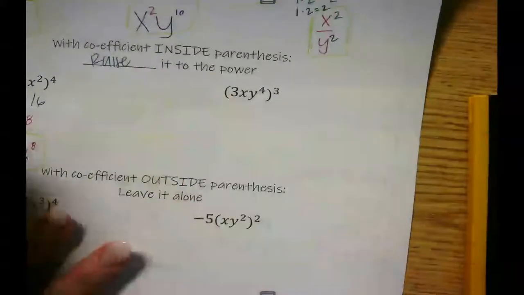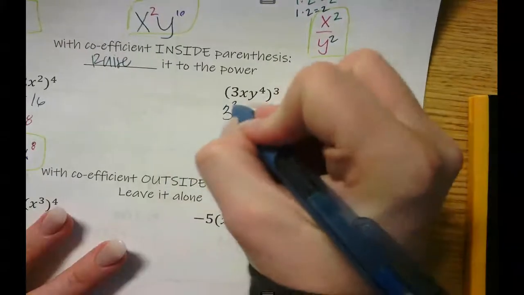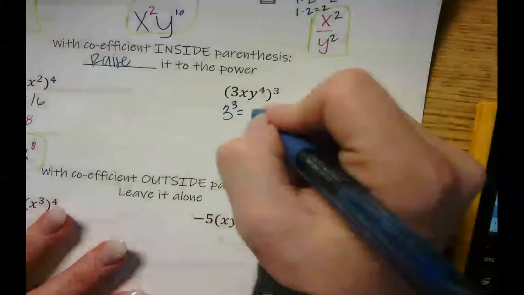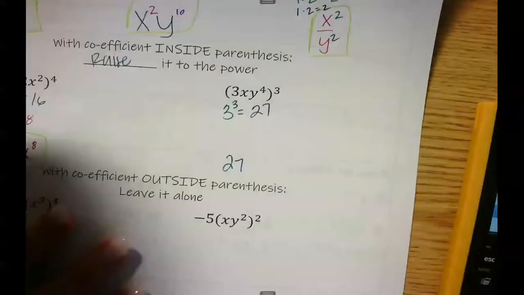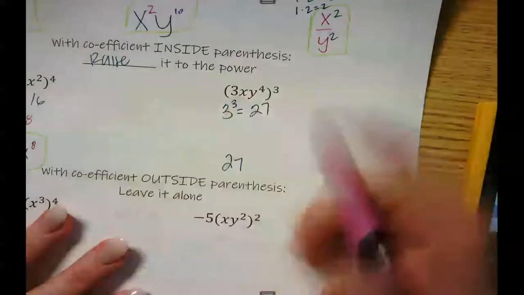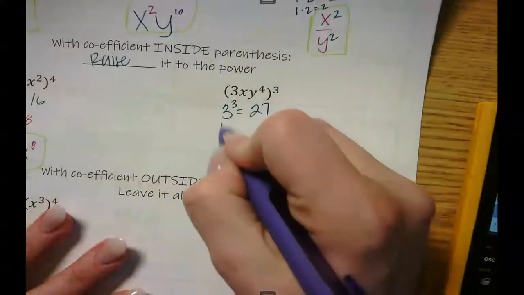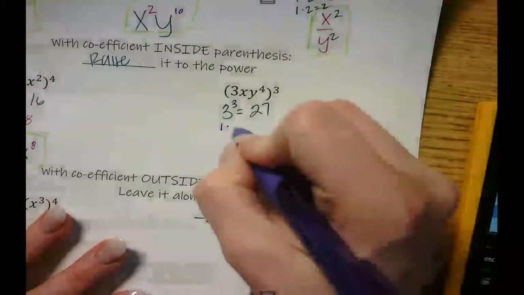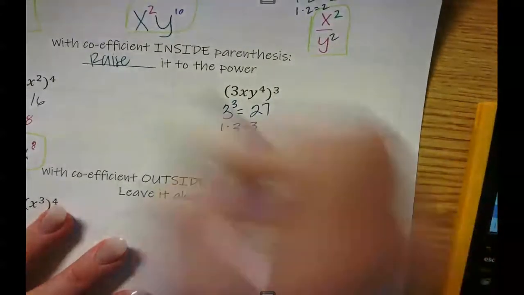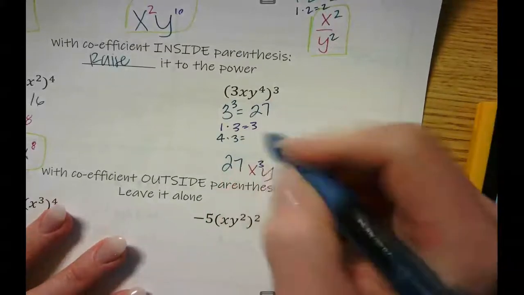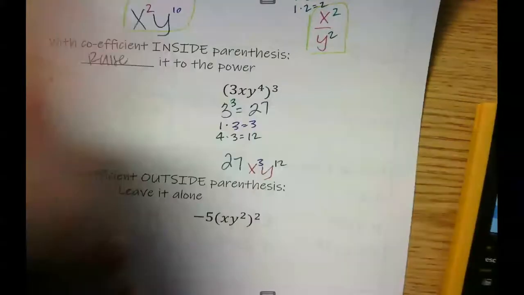Same thing here. So we've got 3 raised to the 3rd. That's 3 times 3 times 3, which is 27. We've got an x and a y. So x is being raised to the 1 times the 3, so that's x to the 3rd. And then my y is 4 times 3, that's 12.